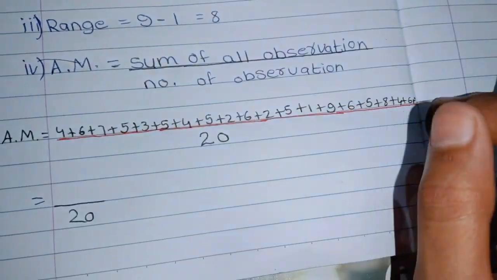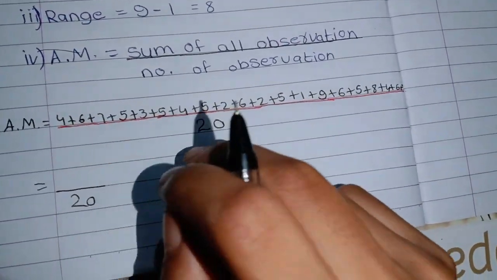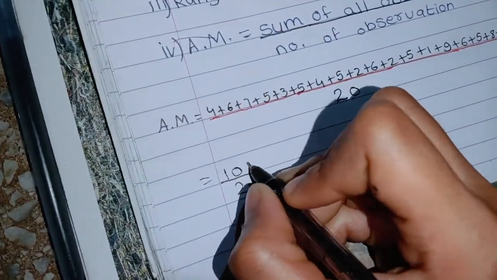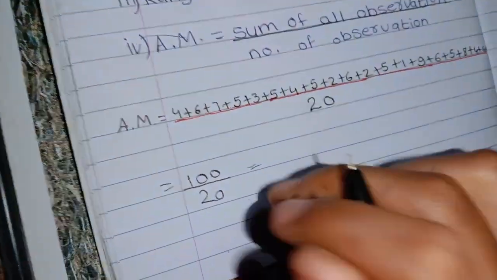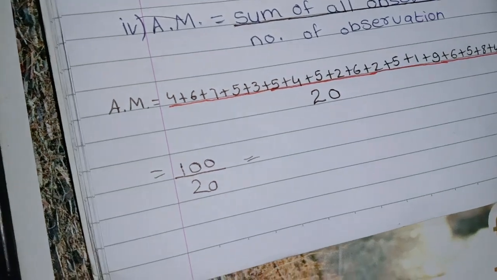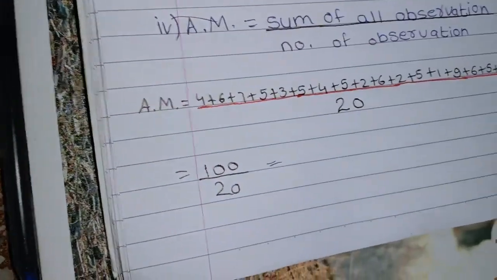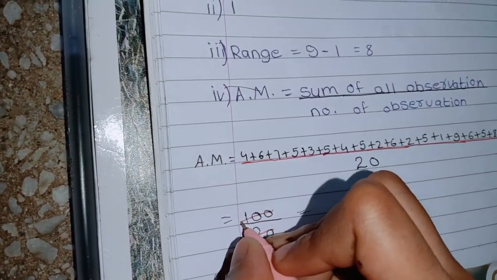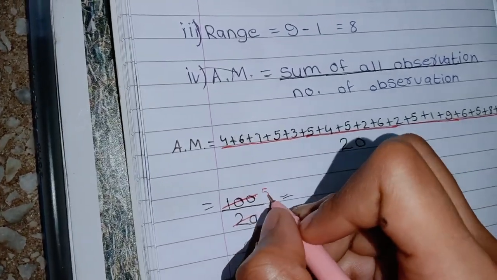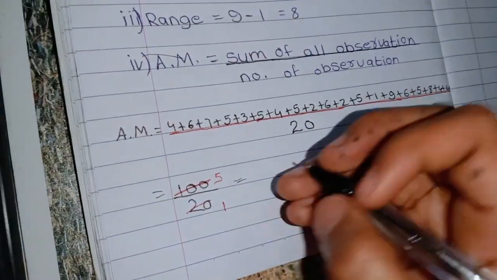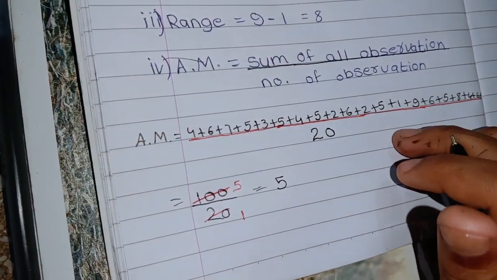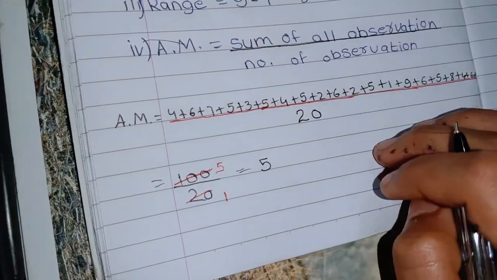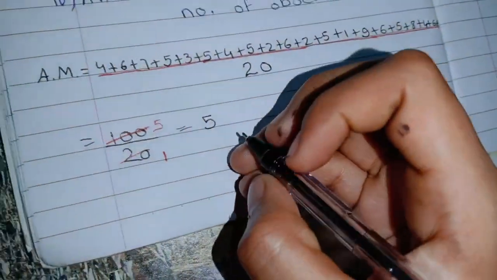Now we'll add all these numbers. So if we add them, let's see. Okay, we get 100. So now we can't leave this answer in fraction form. We can write it in two ways. In decimal, or we'll simplify this. We can simplify this. 100 upon 20. 100 comes in 20 how many times? 5 times. So the answer of this question is 5. So the arithmetic mean of this whole data, the last part, the fourth part, is 5.